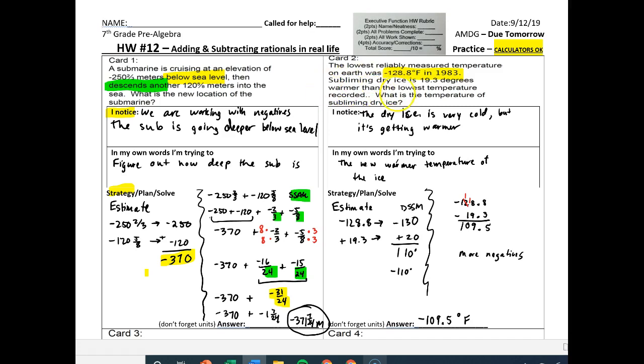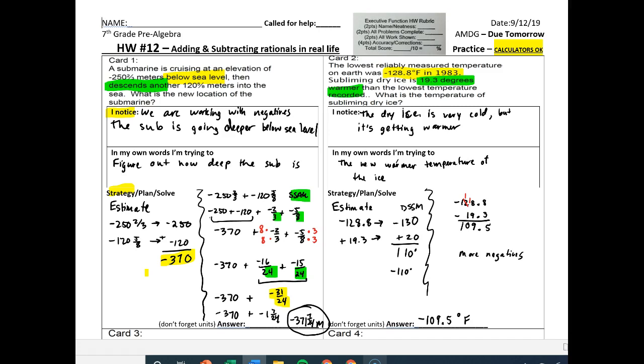So subliming dry ice, that's the ice that kind of just smokes, is 19.3 degrees warmer than the lowest temperature recorded. What's the temperature of the subliming dry ice? So notice that dry ice is super cold, but it's getting warmer. And then, in my own words, I'm trying to find the new warmer temperature of the ice.